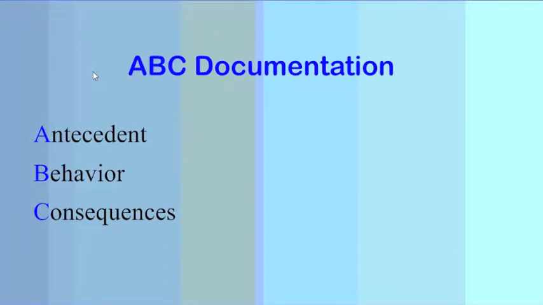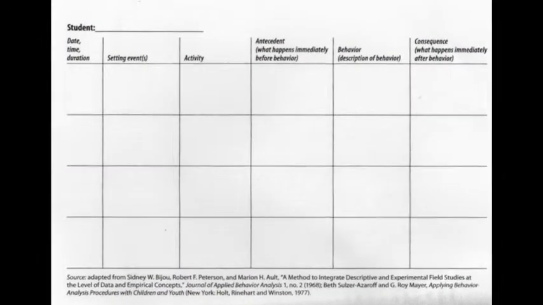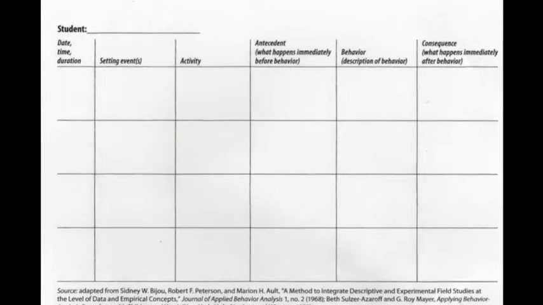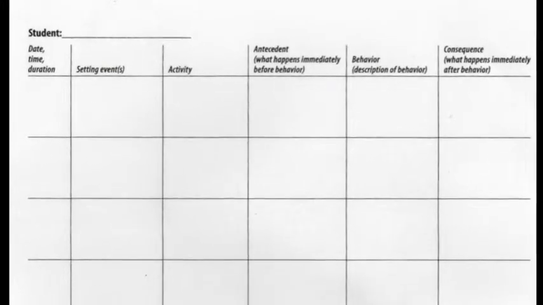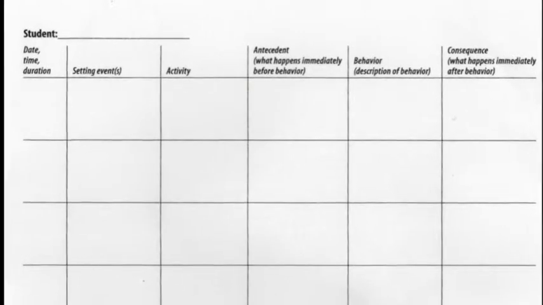Key to the success of this plan is the gathering of information using something called ABC documentation or an ABC chart. There are 3 parts to this. We need to identify the antecedent. What happens immediately before the behavior? Then we need a description of the behavior and the consequences. What happens immediately after the behavior?